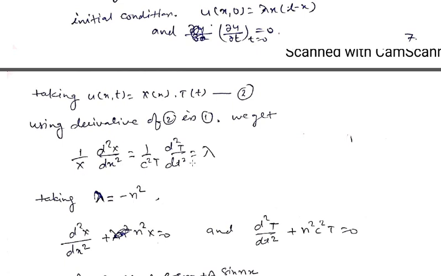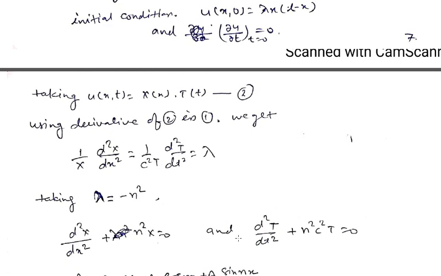So using the first and third fractions, we get d²X/dx² = λX. When λ = −n², and when we shift it to the left-hand side, it gives us d²X/dx² + n²X = 0.